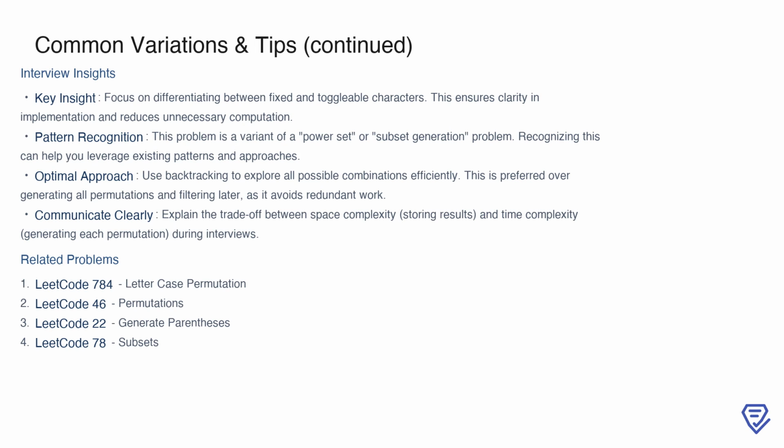This is preferable to generating all permutations and filtering them afterward, as it avoids redundant work and is more computationally efficient. During an interview, it's also important to clearly communicate the trade-offs between space complexity, which comes from storing results, and time complexity, which is the cost of generating each permutation. Finally, if you're preparing for related problems, you might want to explore others like LeetCode 46 on permutations, LeetCode 22 for generating parentheses, or LeetCode 78 on subsets.